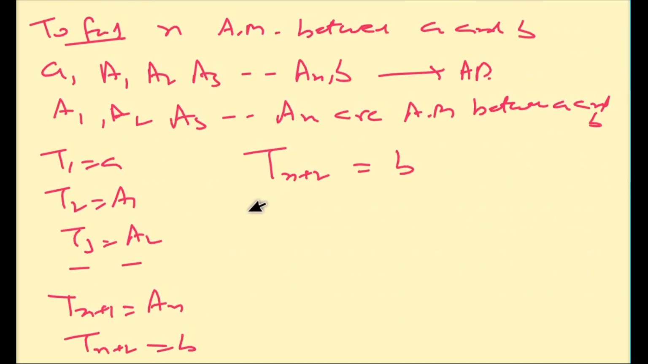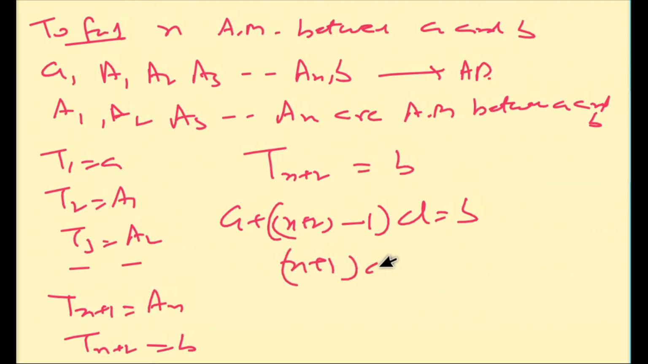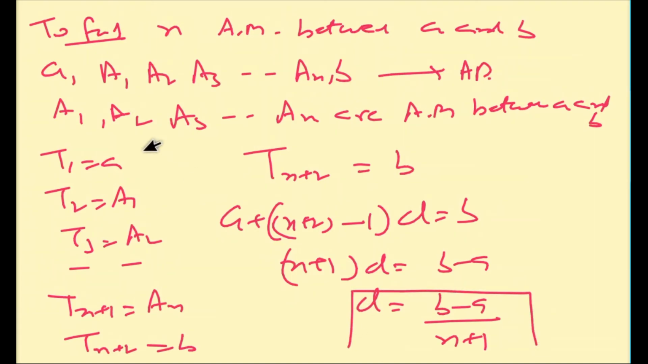And how can we get the nth term formula? A plus (n plus 2 minus 1) d equal to B. Here n is n plus 2. So we get (n plus 1) into d equal to B minus A. So we can say d equal to (B minus A) upon (n plus 1). Now if we add d to A, we can find A1. If we add d to A1, we can find A2, and so on. We can find AN.